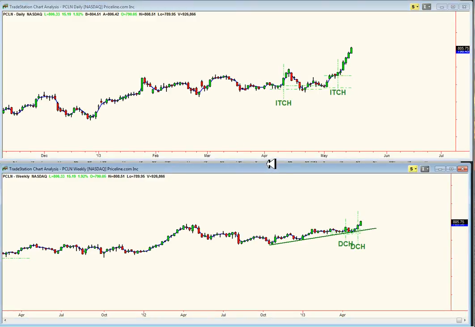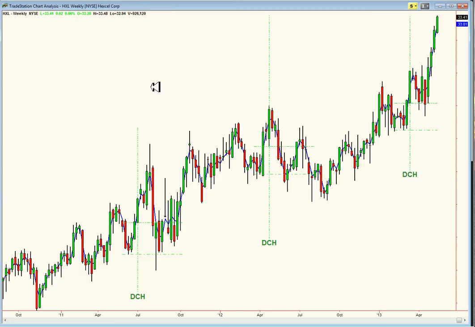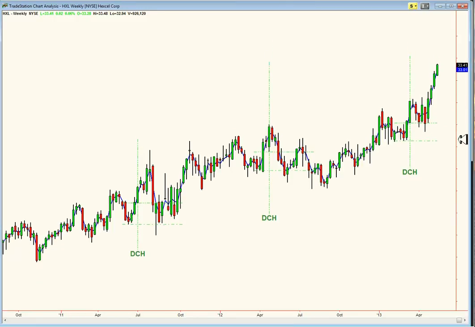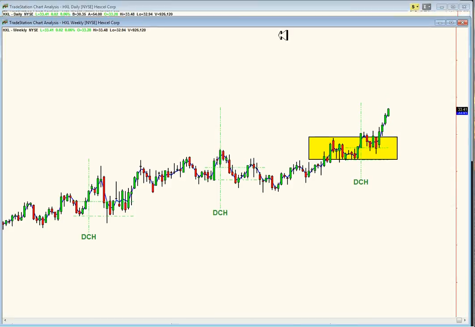So that's your pullback. And then you're going to have ones that have a long consolidation on the weekly chart. Take a look. Notice the consolidation. I like to draw a box, and a lot of times these consolidations will come back and test also. But a nice consolidation breaks out, pulls back, and then continues to break higher.